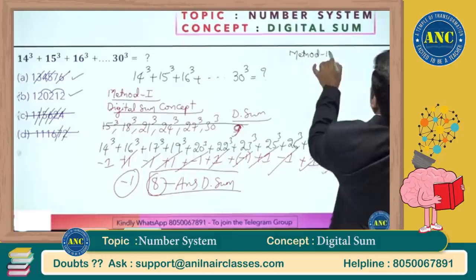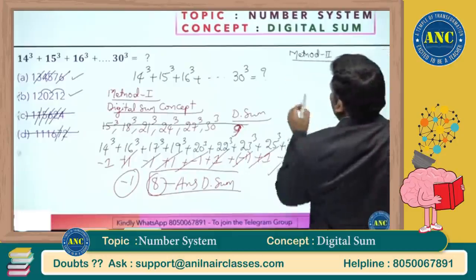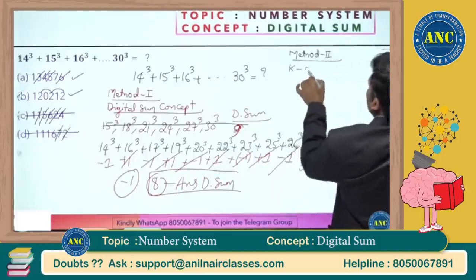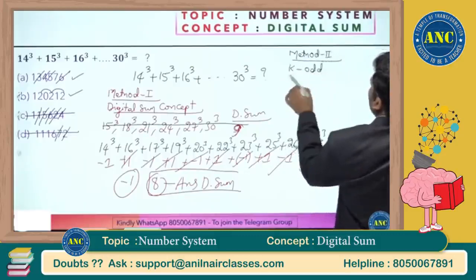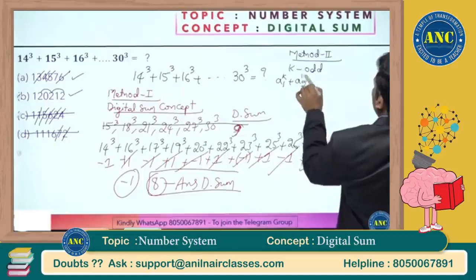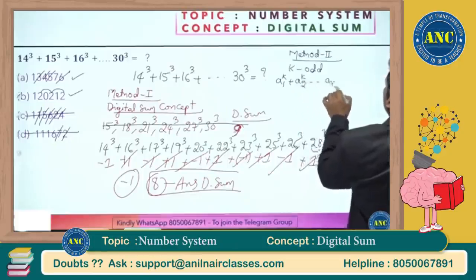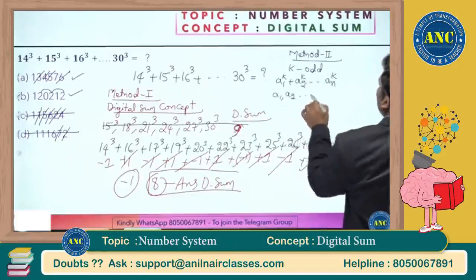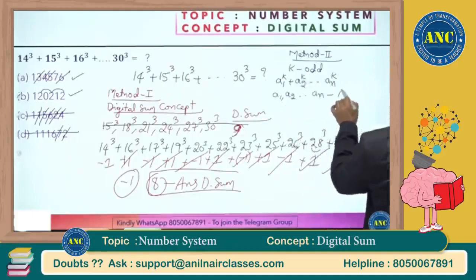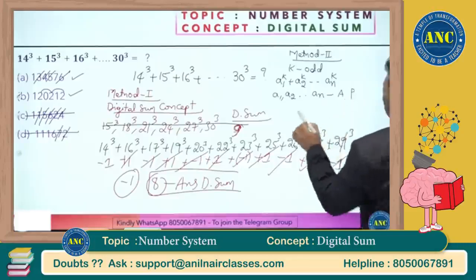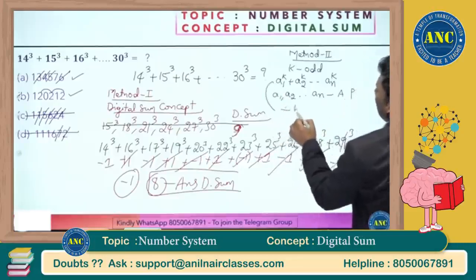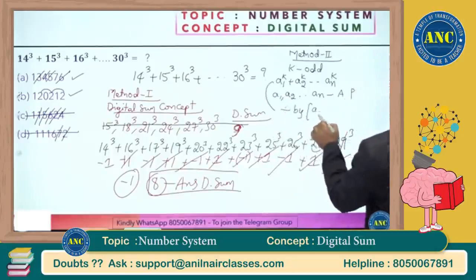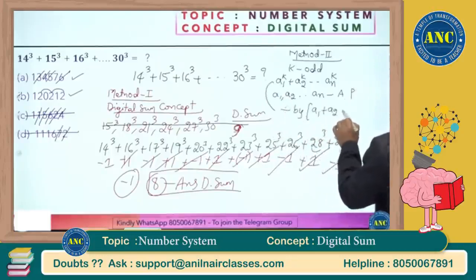Method 2. There is a concept which I wanted to discuss. If the power k is an odd number, a1 power k plus a2 power k and so on up to an power k, where a1, a2 and so on up to an are in arithmetic progression, then this number is divisible by the sum of its bases.